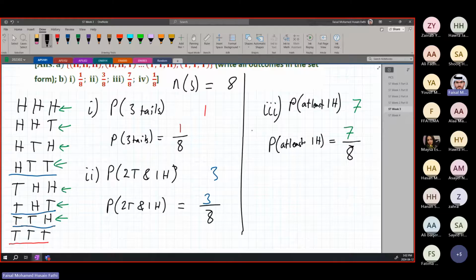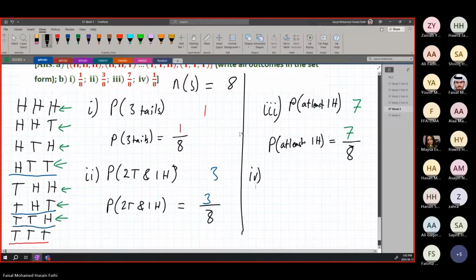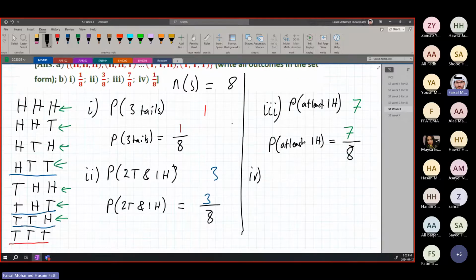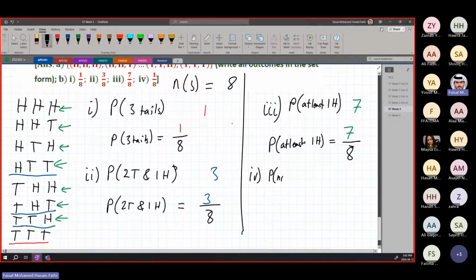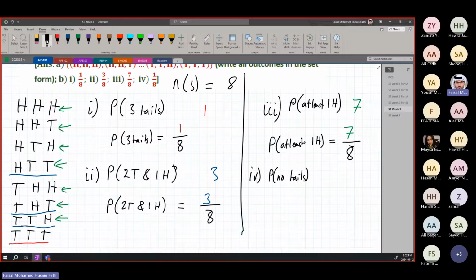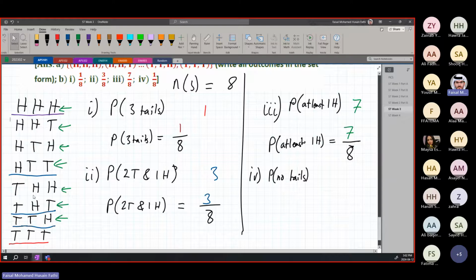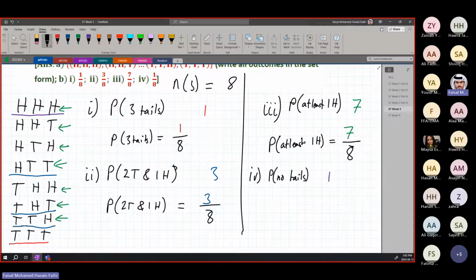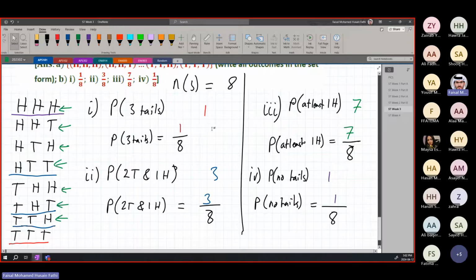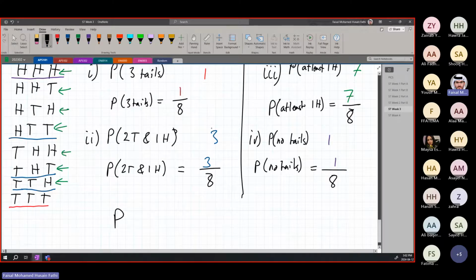Now, the last part says no tails at all. So P of no tails. So we're going to look at the case that has 0 tails. The first one is the only one that has no tails because everything else has the letter T in it. So we only have 1. So again, P of no tails is going to be equal to 1 divided by our n of S, which is 8.